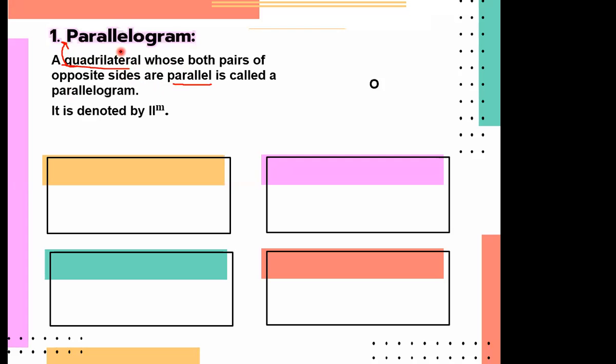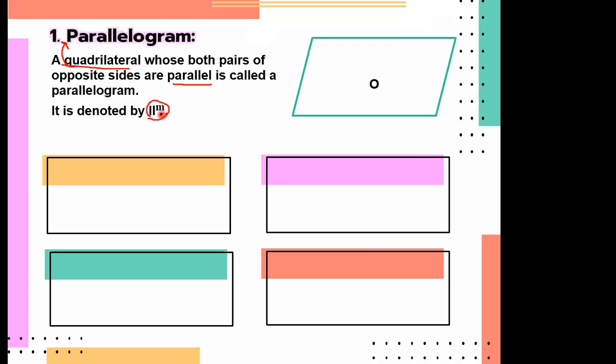Understand? Now it is denoted by this symbol. This is the symbol to denote parallelogram. Two straight lines, and m that represents gram, and this symbol will represent parallelogram. So this is the symbol of parallelogram. Understand?